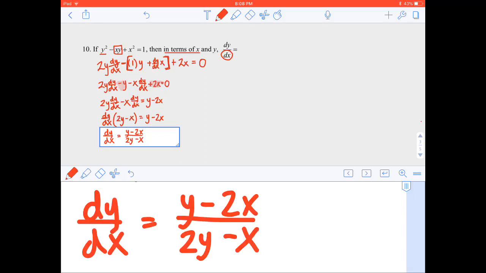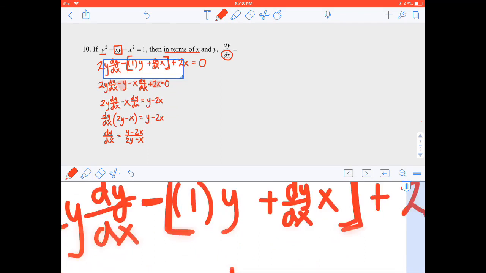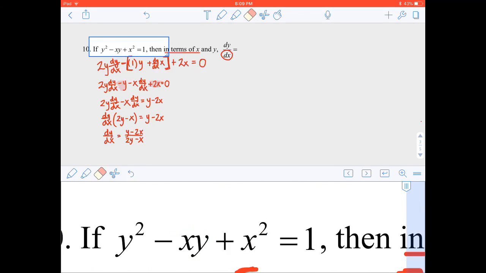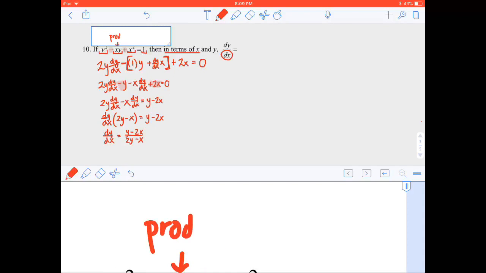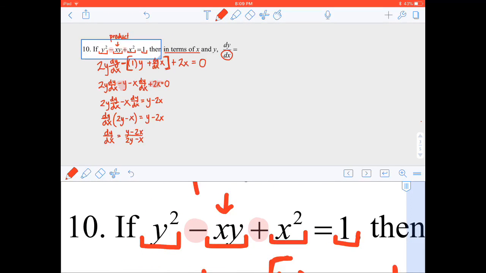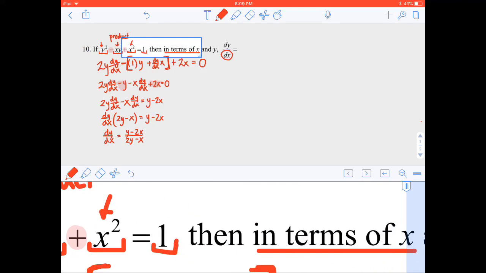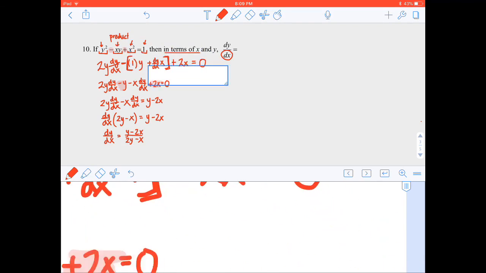So with implicit, you want to go term by term, and our terms are whenever we have these plus or minuses, they're breaking down our terms. So this is one term, this is another term, that's another term, and that's its own term. So you want to take each of those derivatives separately. This right here had to be a product rule. The rest of them, y squared, x squared, those were power rules, and then the derivative of a number is just 0. Okay.